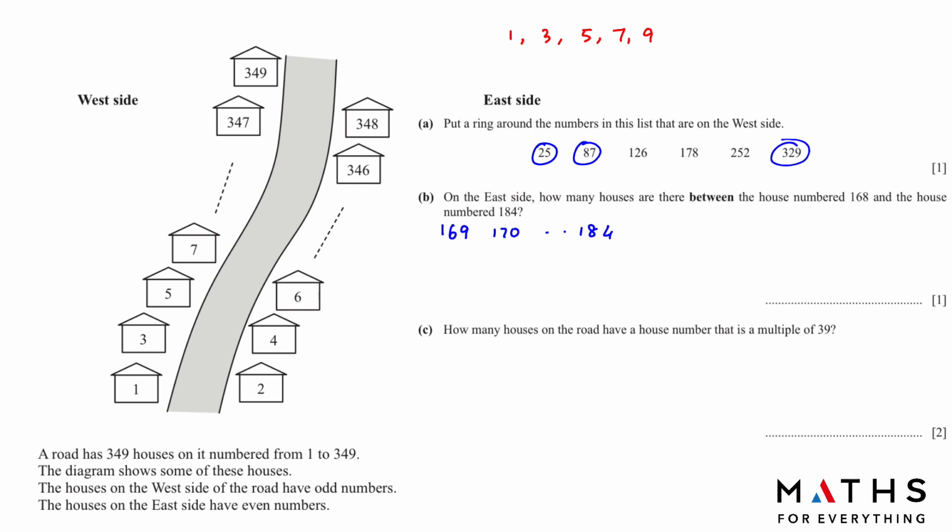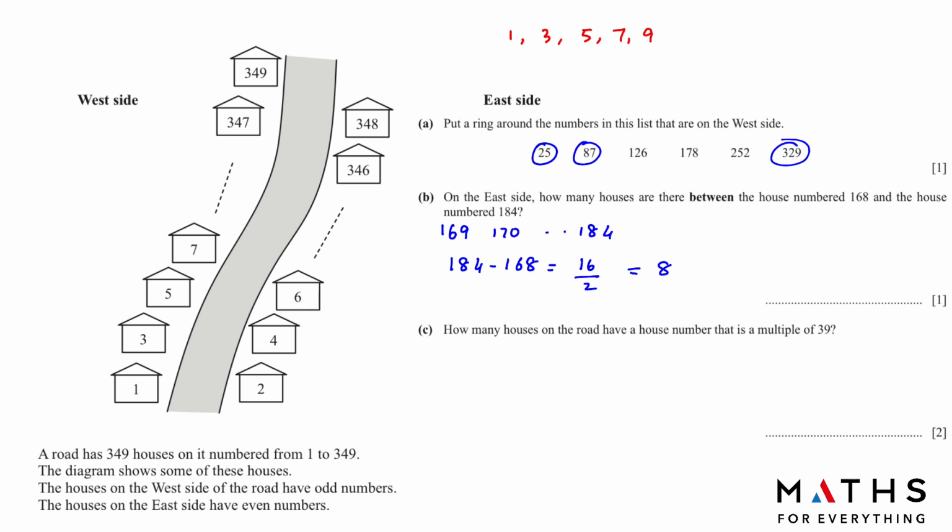The short way will be from 184 you subtract 168, and that will give us 16 divided by 2. Why 2? Because there are two sides, no? West and east. That will give us 8.